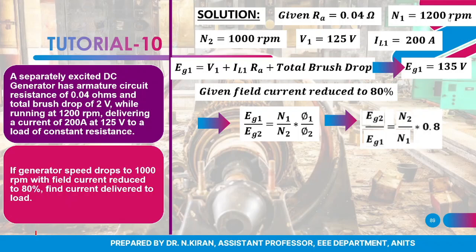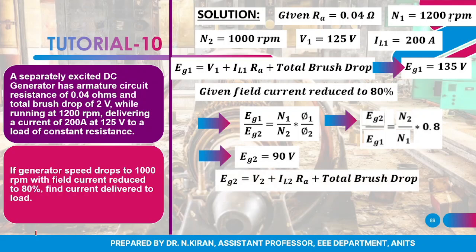So next, N1 value we know, N2 value we know, Eg1 we know. So from this we will get the value of Eg2, which is around 90 volts. Again Eg2 we know that it is V2 plus IL2 RA plus total brush drop. So here V2 is unknown, IL2 is also unknown.